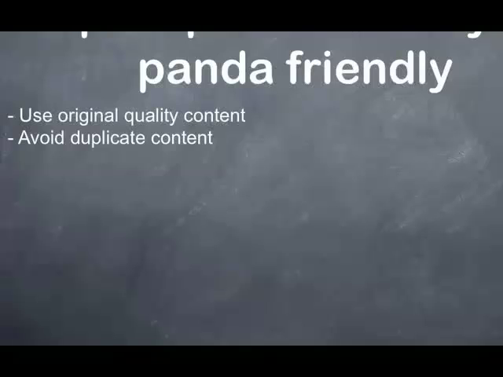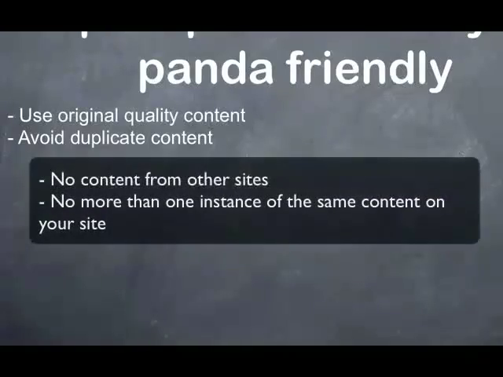Now, avoid duplicate content. That doesn't just mean not to knock other people's content off and put it on your own site. That also means to make sure that you don't have any duplicate copies of your own content on your site. And there were a number of large companies that were affected in the last algorithm update because they had printable versions of their content on their site.